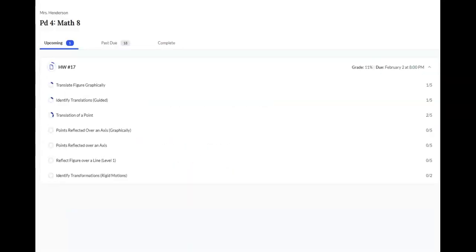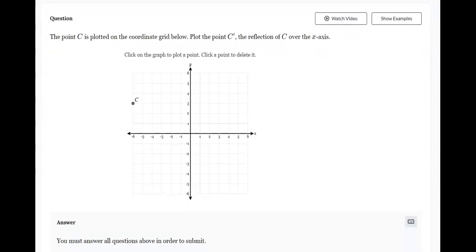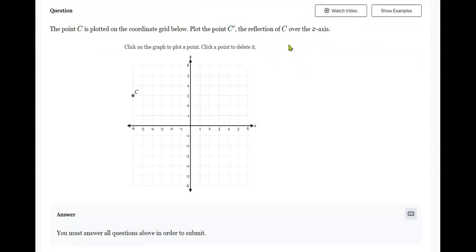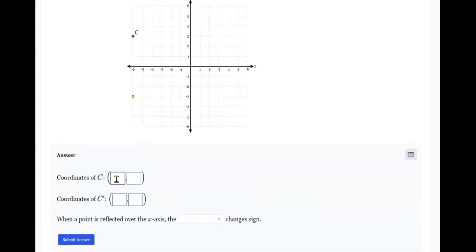All right, let's take a look at the next topic on reflecting over an axis. So this one they're going to ask you to graph the new point called C prime. So the original point C is 3 units above the x-axis, and they want you to reflect it over. So instead of being 3 units above the x-axis, you'll be 3 units below the x-axis. They want both the original coordinates, which were negative 6 and 3, and the new prime coordinate, which will still be negative 6, but it changes the y sign to negative 3. When a point is reflected over the x-axis, the y coordinate changes signs.